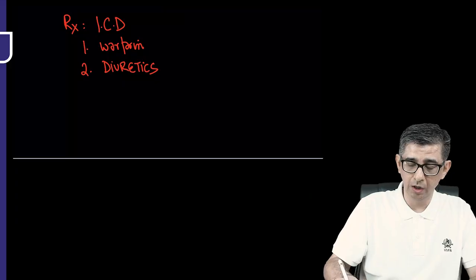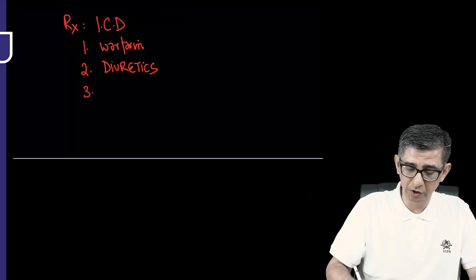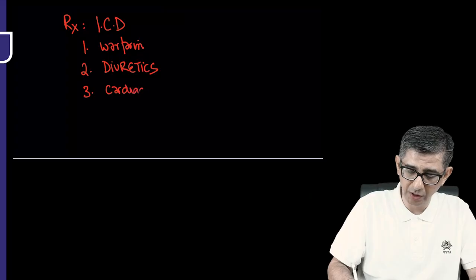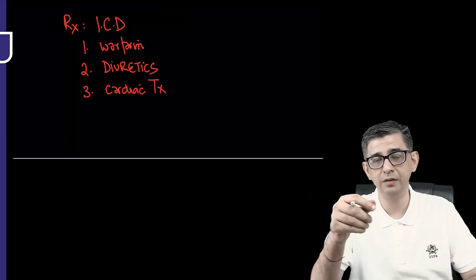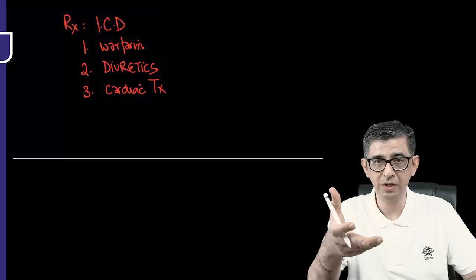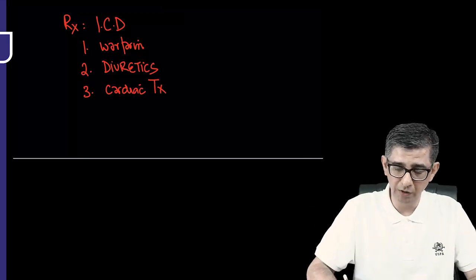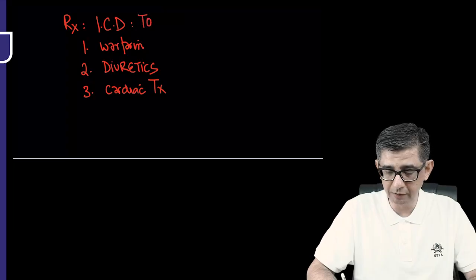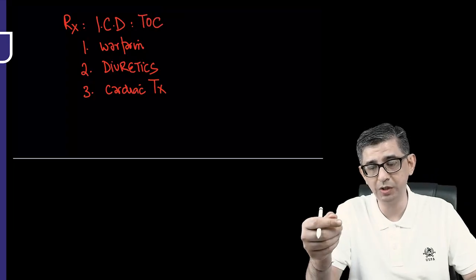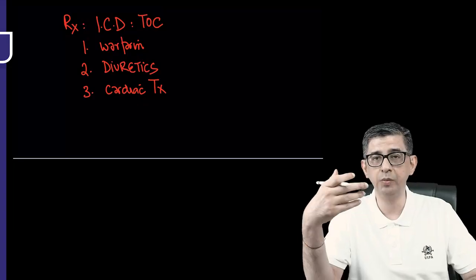Apart from this, another intervention to be done is cardiac transplantation. That's the only way you can get these patients out of this mess and improve survival. But if they simply say what is the first line intervention or the treatment of choice for this patient, then your first answer would be implantable cardioverter defibrillator.